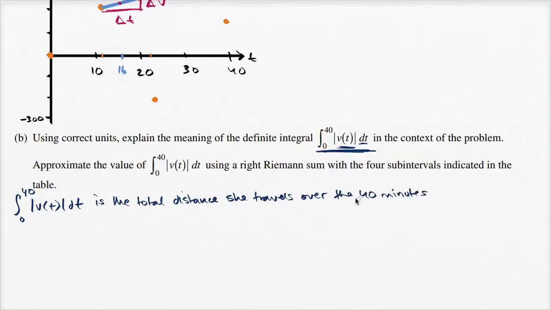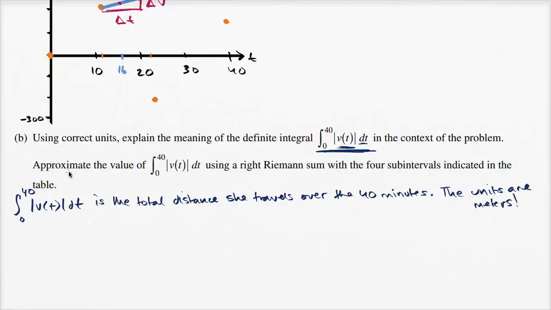Remember, our unit of time here is minutes. So using correct units, this is the total distance she travels over the 40 minutes. The units are meters.